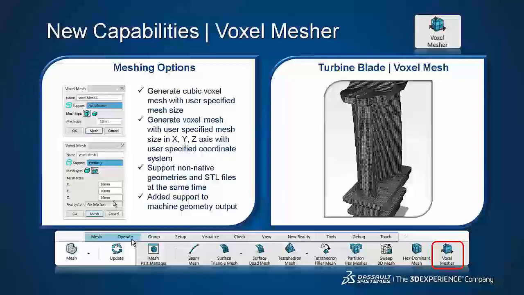So the new Voxel mesher in 3DEXPERIENCE delivers robust meshing solutions. It will now be available to generate voxel meshes out of non-native geometries or scanned geometry files such as STL files. We can generate either cubic voxels with user-specified mesh size or voxel mesh with specified XYZ mesh sizes, as well as the coordinate system in which the mesh stacks.